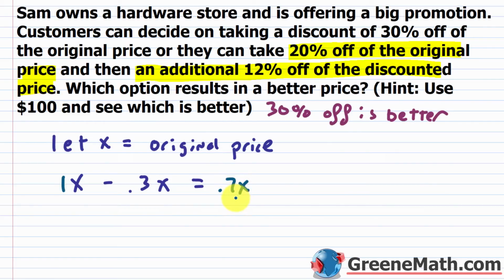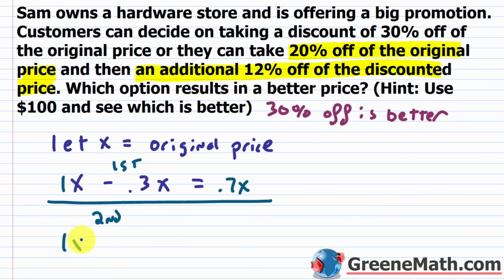Now in the other scenario, again, it takes a little bit longer to get. So let me put a border here and say, again, this is the first and this is the second. In the second scenario, you have this 1x again, and you're subtracting away 20% off, so let's put 0.2x. So this gives me 0.8x. From here, you have more calculations to make. So let's just erase this and put the 0.8x.